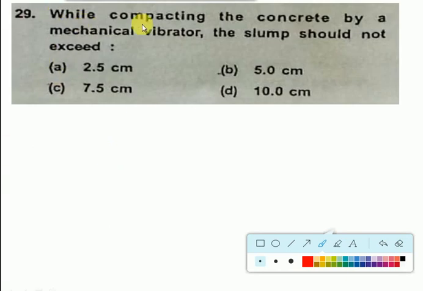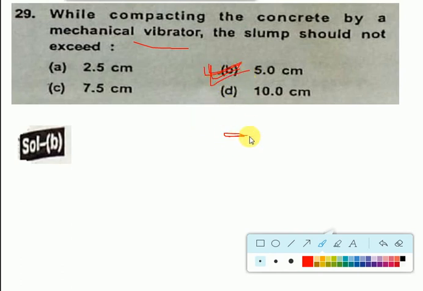Next one. While compacting the concrete by a mechanical vibrator, the slump should not exceed how much? Can you remember the point I have just told you? The slump should be 5 centimeter, that is 50 mm. This is a very, very important question. If you want to vibrate using a mechanical vibrator, the slump should be 50 mm or 5 centimeter. Okay. Next question.